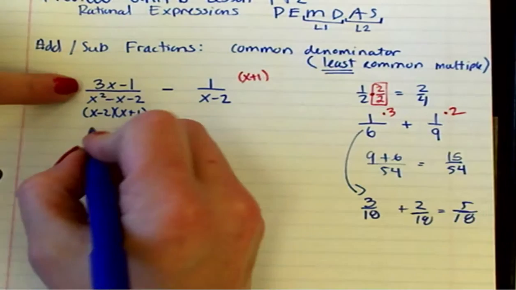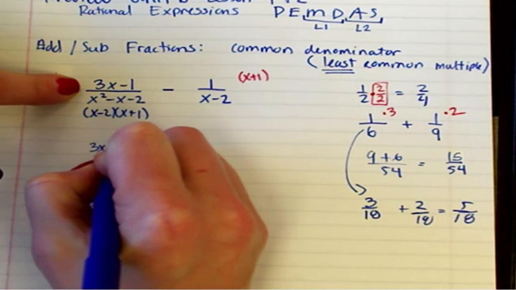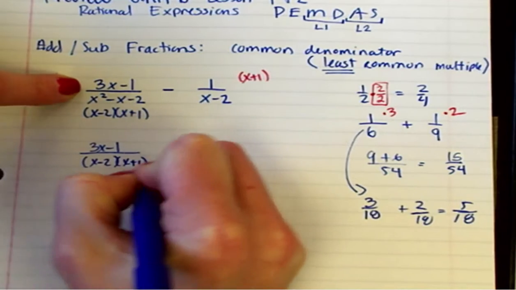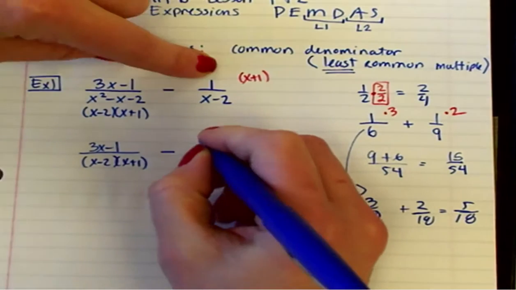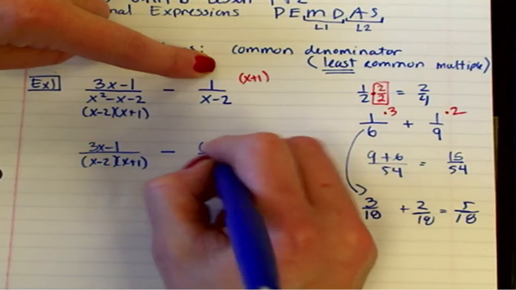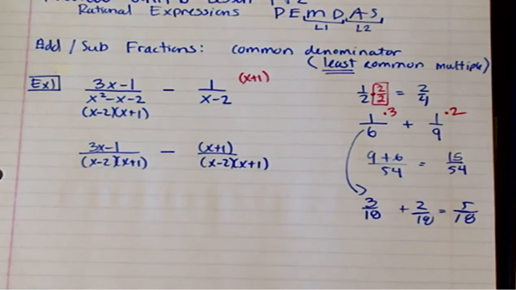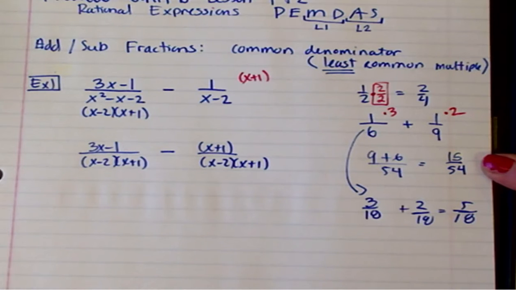So my next line is going to say 3x minus 1 minus, okay, now I have a common denominator. You're not just swapping the denominators like you may have thought originally. You only want to swap the part or the factor that is missing. That way you have a more reduced fraction to start with.